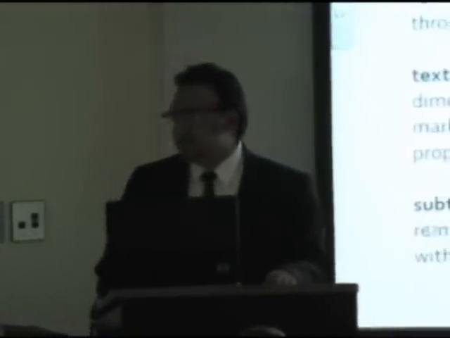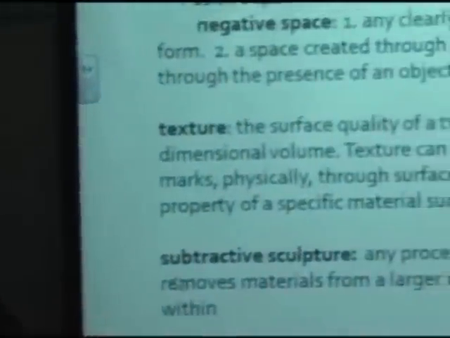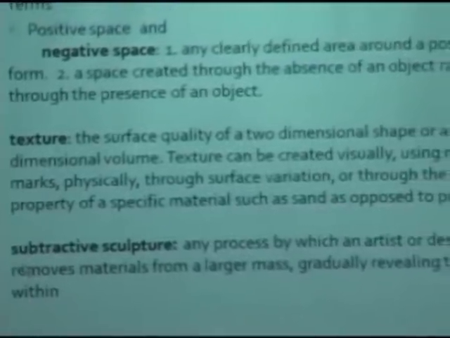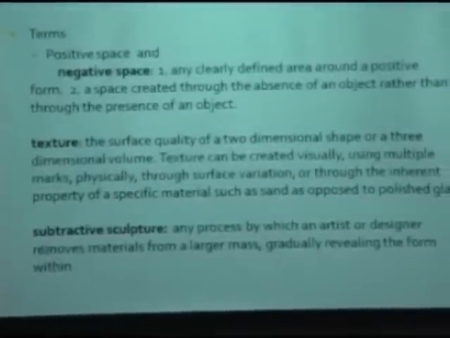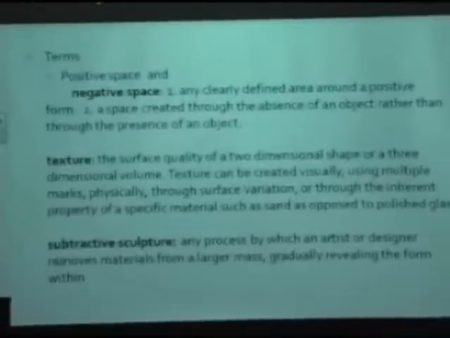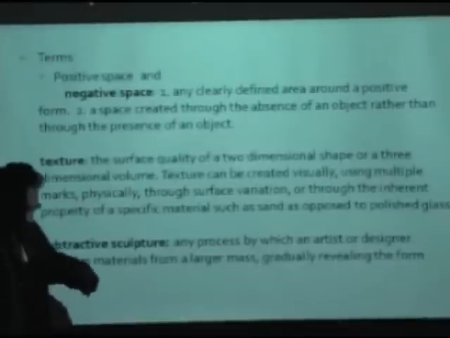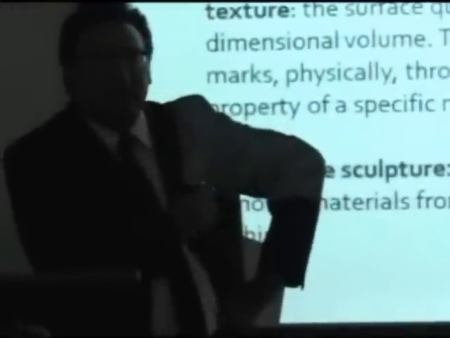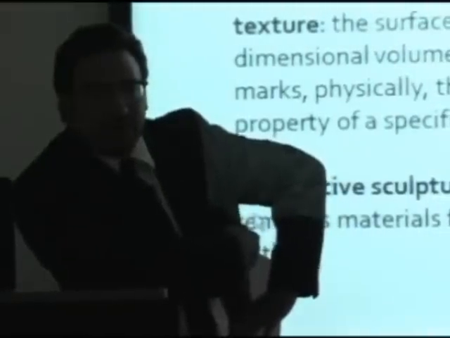Other terms. To speak about positive space, it might be important to talk about negative space. The negative space is the area around the positive space. For example, the positive space is the artwork. It's the physical part of the art piece in sculpture. The negative space is what is not the sculpture. For example, if I stand this way, the sculpture, the positive space is my body. The negative space is this area here. Okay?